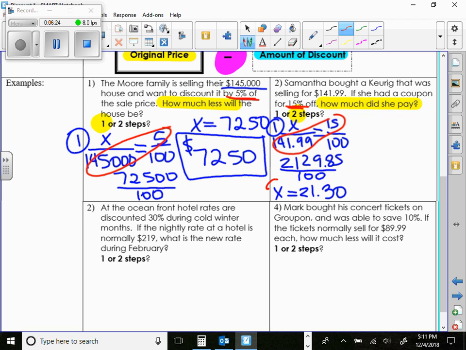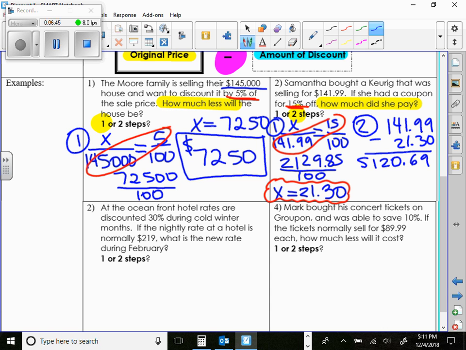So what I just found is how much less it will cost her. As my second step, I'm going to take the original price that this Keurig was and subtract the amount of discount from it. And I'll find that she paid $120.69 for it. This is how much she saved, and this is how much she paid.